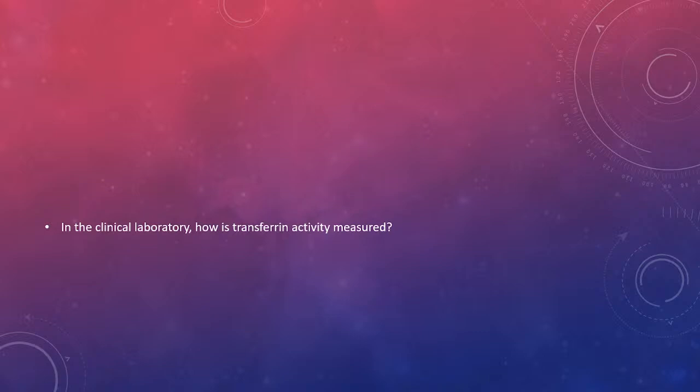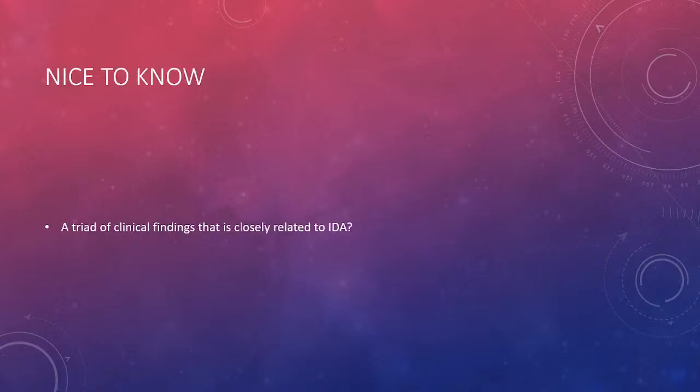Clinical laboratory, how is transferrin activity measured? Oh, binaliktad. I just paraphrased the question, and it's in the form of total iron binding capacity. So why is this important? Because the disease that we're talking about is iron deficiency anemia. All right. Okay. So it's a nice to know question. Rarely asked in the board exam, and I haven't encountered it in my exams in the hospital or in college. But this is a triad of clinical findings that is closely related to IDA.